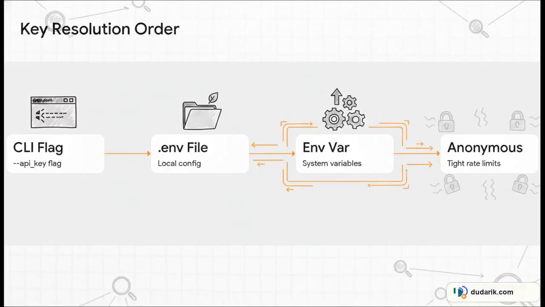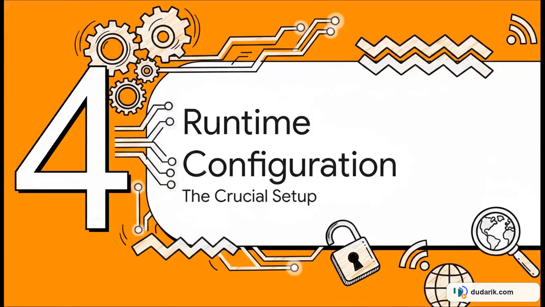Once you have it, you need API access. Now, yes, you can technically use it anonymously, but I strongly suggest grabbing a free key from their console. The system checks for the key in a very specific order. First, the CLI flag, then your .env file, then environment variables, and it only falls back to anonymous access if all of those fail. And trust me, anonymous access has incredibly tight, unspecified rate limits. You will get throttled.